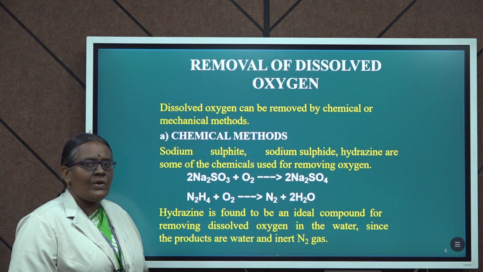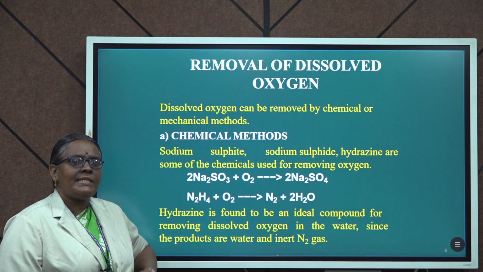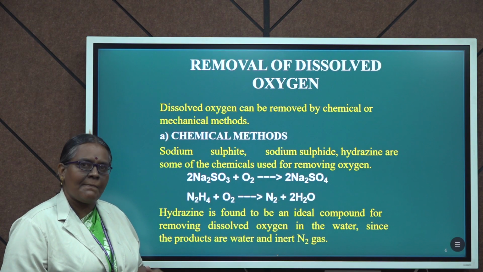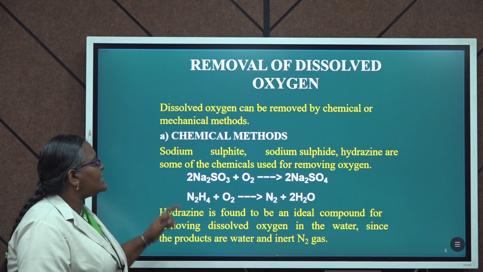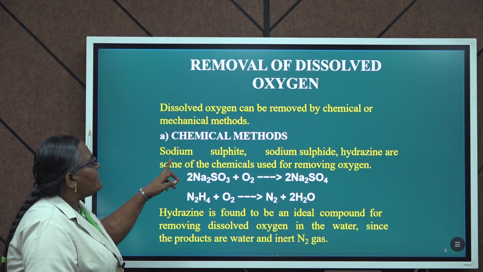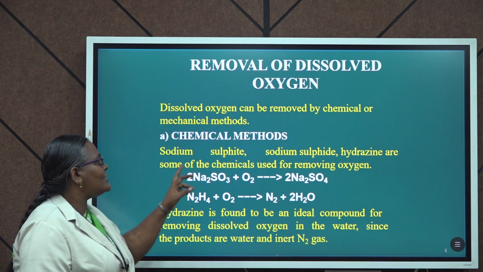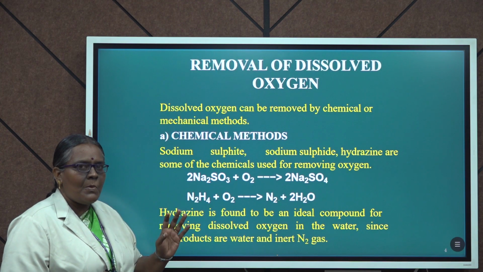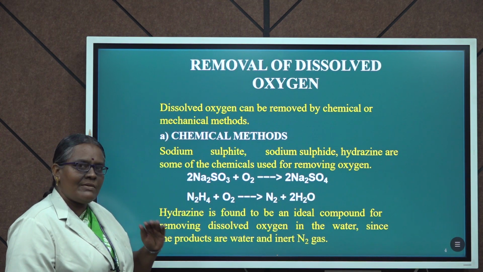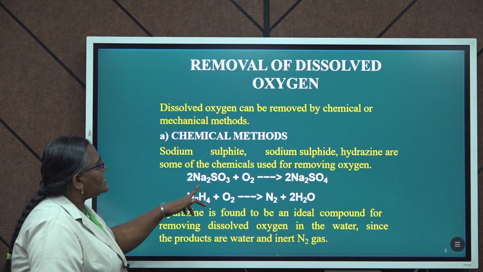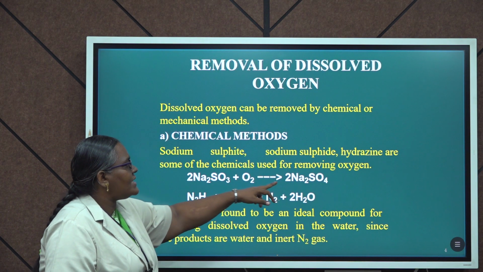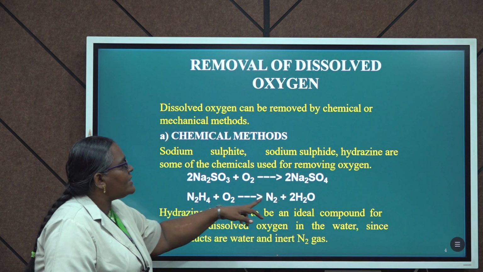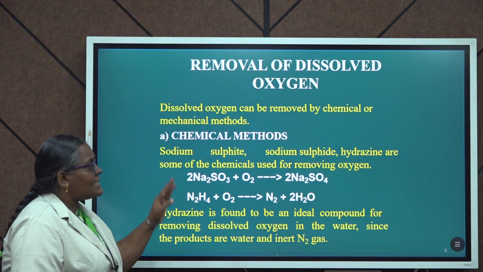How is this dissolved oxygen removed? It is removed by two methods. The first one is the chemical method and the second one is the mechanical method. Let us see the chemical methods first. Here we add compounds like sodium sulfite and hydrazine. They absorb oxygen and form new salts in the water. Na2SO3, that is sodium sulfite, with oxygen gives sodium sulfate. Otherwise, hydrazine: N2H4 plus O2 gives N2 plus 2H2O. These are the chemical methods.